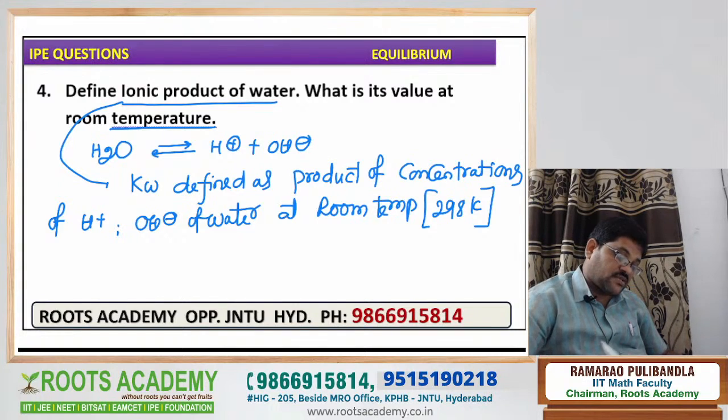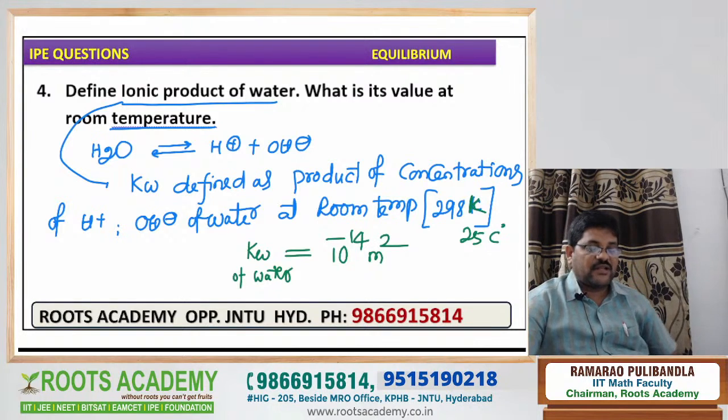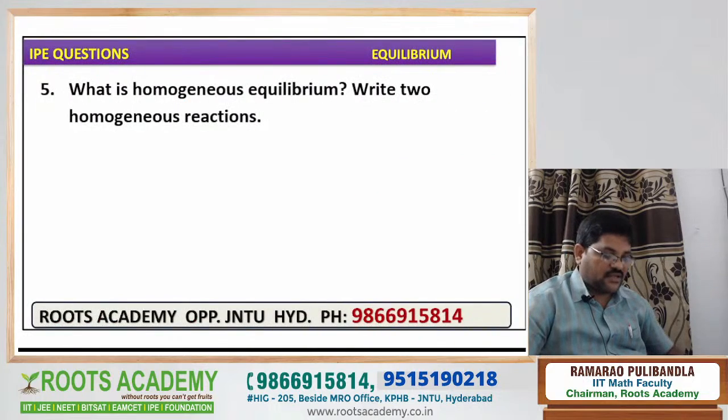And what is its value at room temperature? Therefore, Kw of water at room temperature is equal to, I am writing in kelvins, 25 degrees Celsius converted into kelvins gives 298 kelvins. Kw of water is equal to 10 power minus 14 mol square per liter square. That is the value of Kw of water. Simple statement, no confusion. Right?